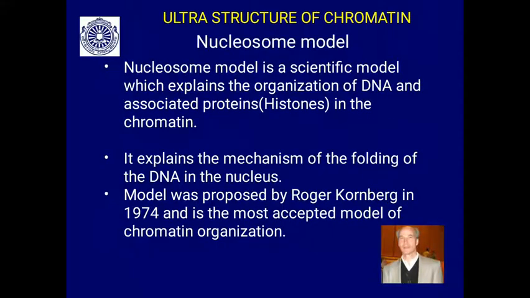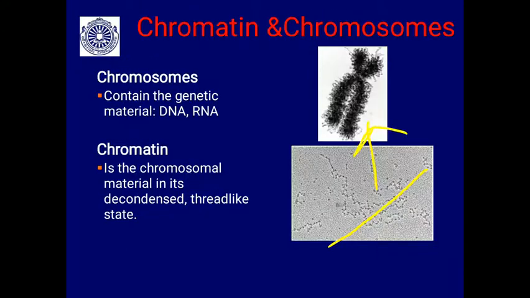So what is the ultrastructure of the chromatin? The ultrastructure of the chromatin is explained in the nucleosome model. Nucleosome model is a scientific model which explains the organization of DNA and associated proteins, histones, in the chromatin. Ultrastructure is the structure what you see here, that is viewed from the electron microscope. But we know now the chromatin is made out of nucleic acids, mainly DNA, and histone proteins.